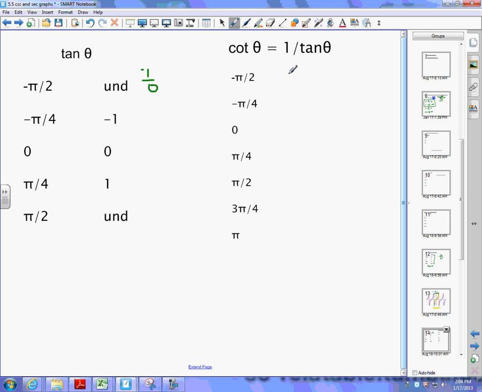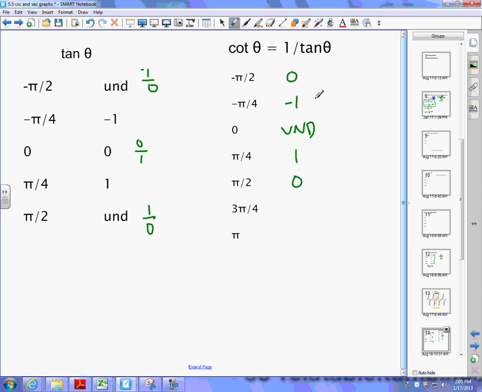If you flip an undefined, it goes to a 0. If you flip a -1, because we used that there, it's going to go to a -1. You flip a 0, so you used to have 0 on the top, and you had a 1 here. You flip that, this is going to go to an undefined. Pi/4, for a tangent, it's a 1, so a cotangent, it's also a 1. Pi/2 is an undefined, so you had a 1 over a 0, you flip that, 0 goes on top, and you get here.